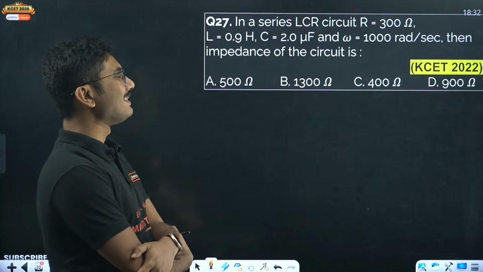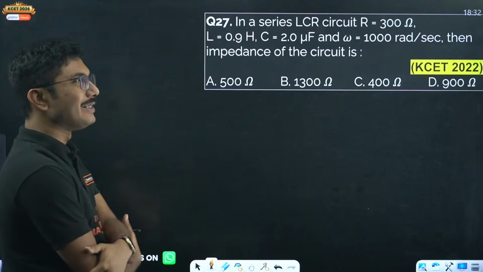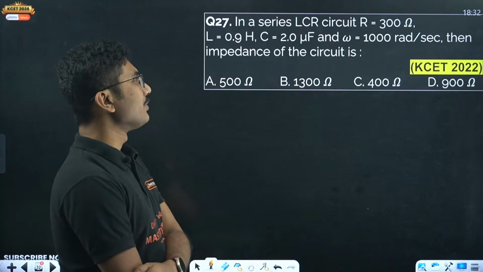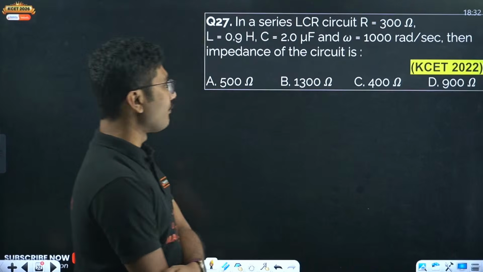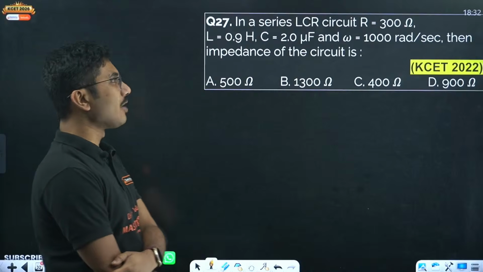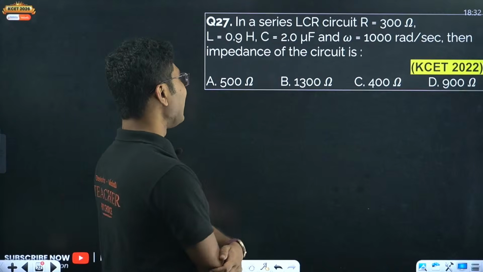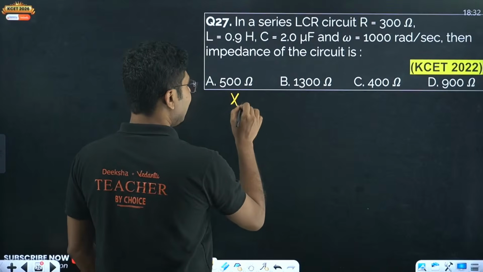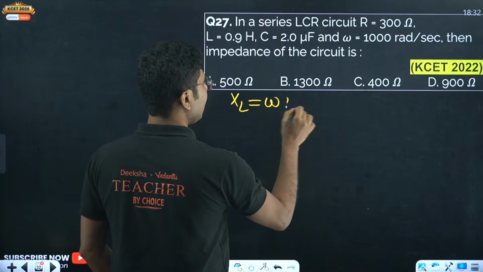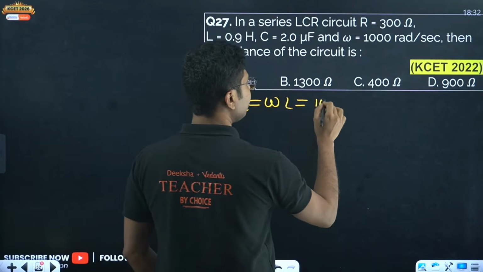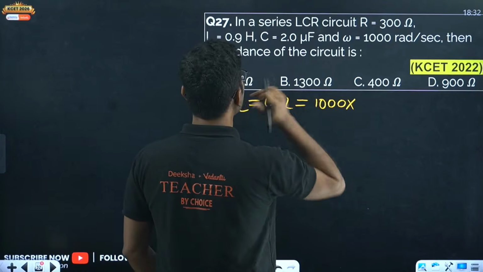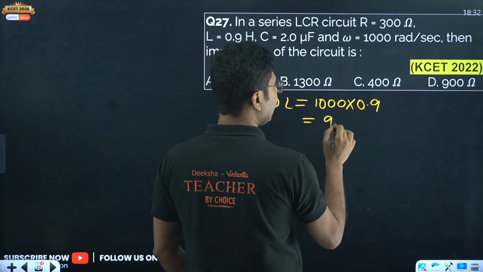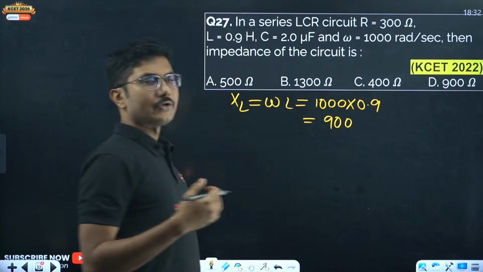In a series LCR circuit, R is 300 ohm, L equals 0.9 Henry, C is equal to 2 microfarad, and omega is given as 1000 radian per second. Then the impedance of the circuit is a very easy question. So XL is omega L, omega is 1000 into L is 0.9.